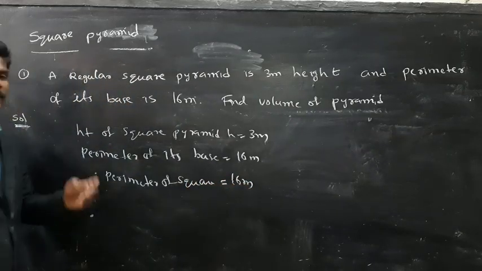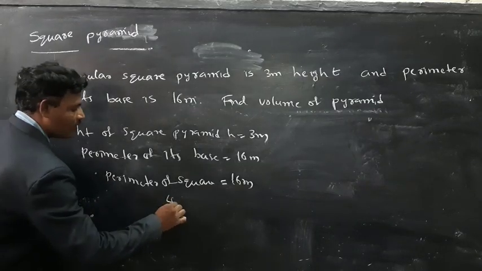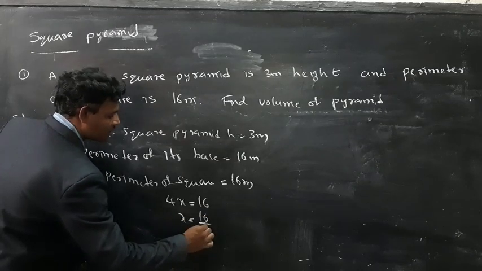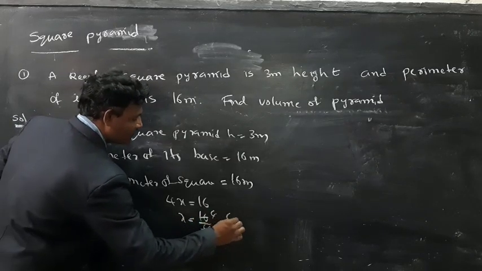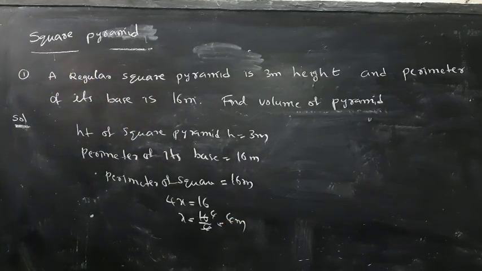For example, if I take the side of the square as x meters, what happens here? 4x is equal to 16. x is equal to 16 by 4. 4 ones are 4, 4 fours are 16. So it is 4 meters. So the side of the square is 4 meters.